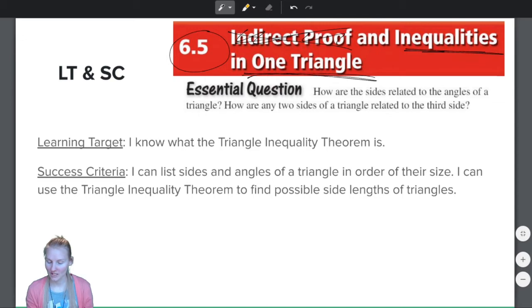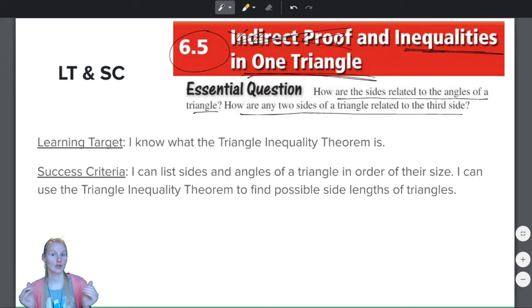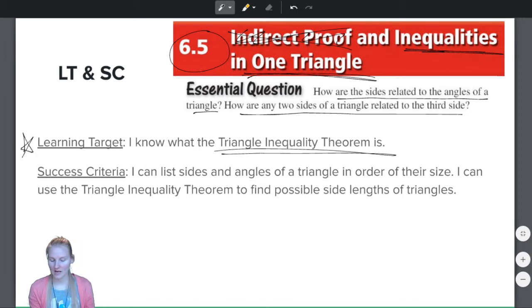So what we're curious about is how are the sides related to the angles of the triangle? And how are any two sides of a triangle related to the third side? So we're going to be answering these two questions in this video. Now our learning target for this video is that you know what the Triangle Inequality Theorem is. That's the main takeaway from this video.